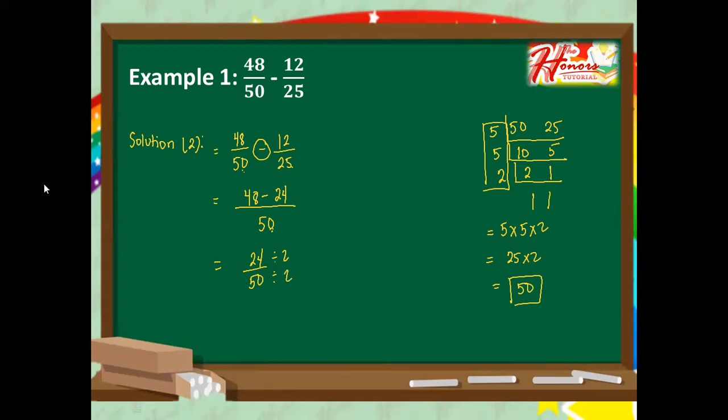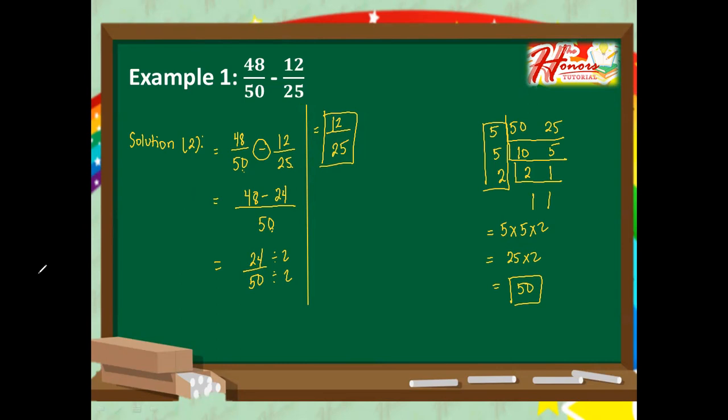So therefore, if we divide it, we will have 24 divided by 2, that's 12. 50 divided by 2, that's 25. So the answer is still 12 over 25. So you have the freedom to choose whichever method you would like to use. Is it the first method, the butterfly method, or this method, which is by the use of the LCD?